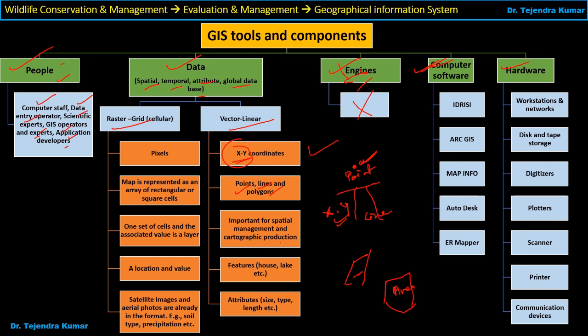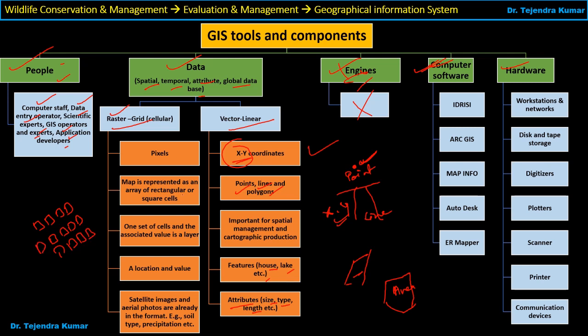So as I told you, the mapping uses features like the house and lake, all these things shown this way. But attributes are things like size, type, length, etc., but not the color. So now the other data type is the raster or grid data. Grid data is in the form of cellular data, meaning it is in pixel format. There are many pixels, and we use these pixels to analyze the complete picture.